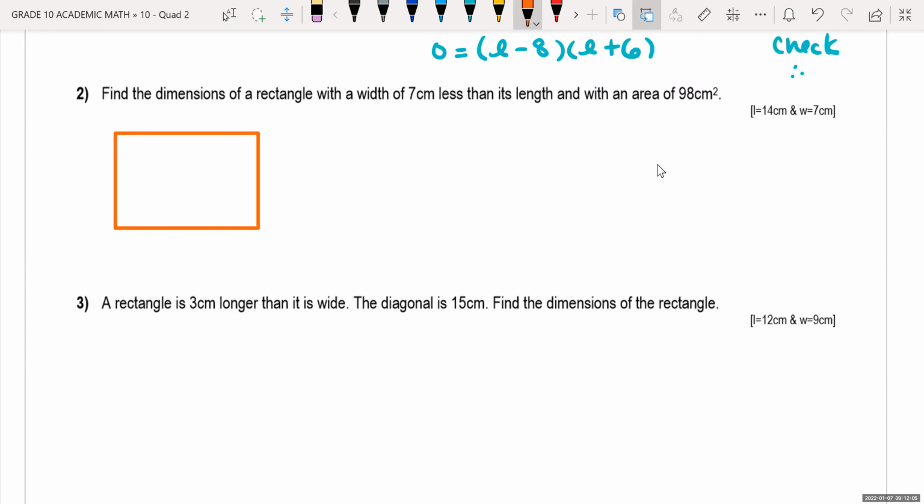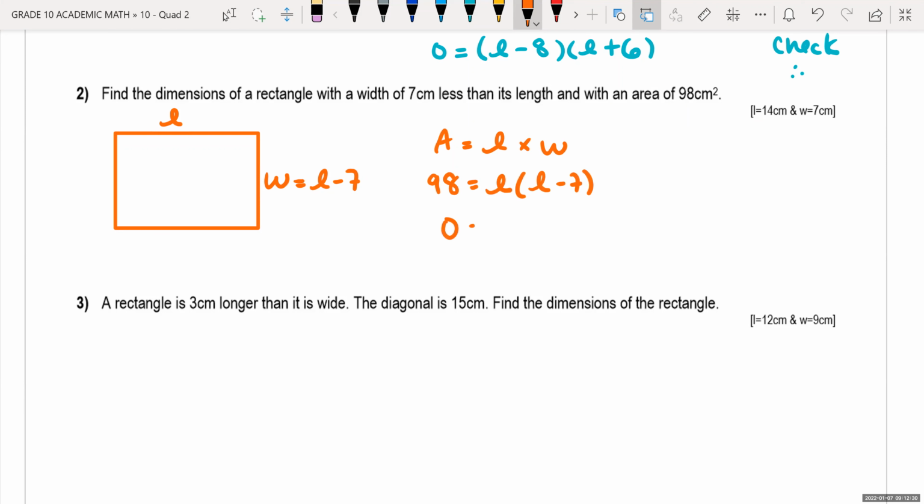So again, here is your length, here is your width, and it says the width is 7 centimeters less than its length. So this is just going to be L minus 7. And then to set this up, it's going to be area is equal to length times width, which is going to be 98 is equal to L times L minus 7.